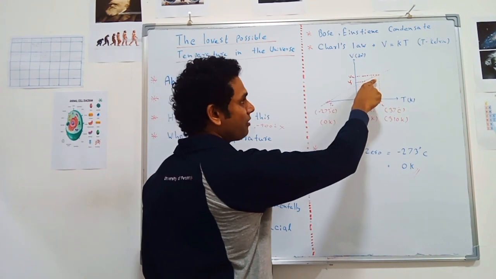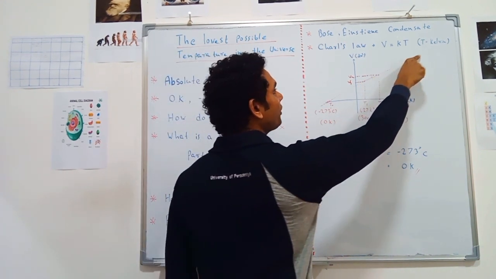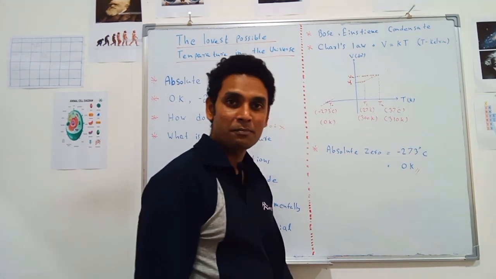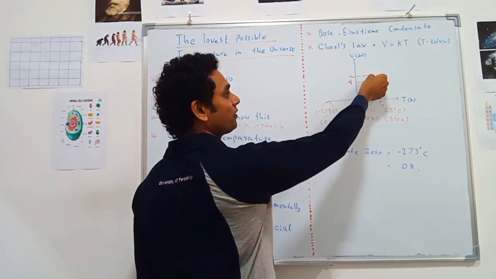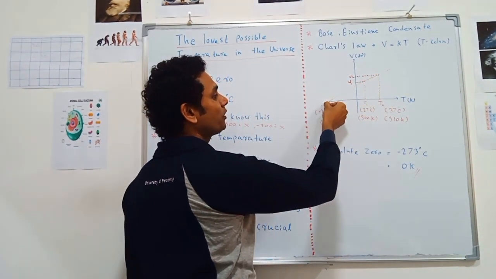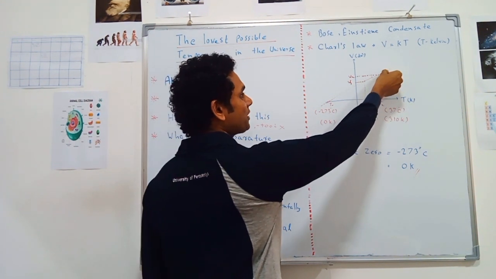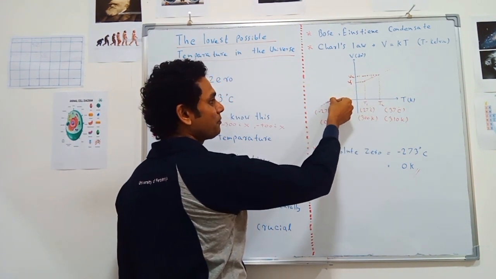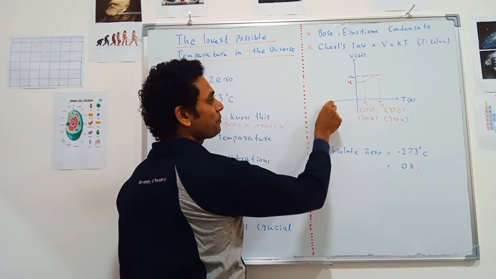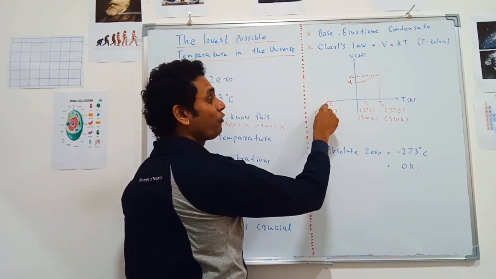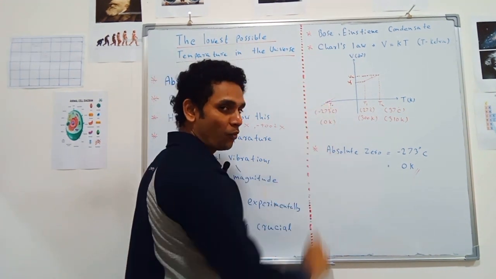Now we can find out a relationship like that, and we can stretch the graph to this side further and further. But to this side, we can't stretch the graph any further beyond this point. So the graph comes like this, and at this particular temperature, we can see that the volume of the gas is becoming zero.